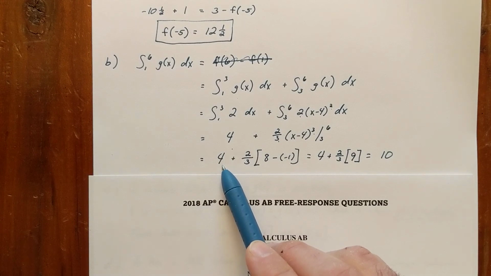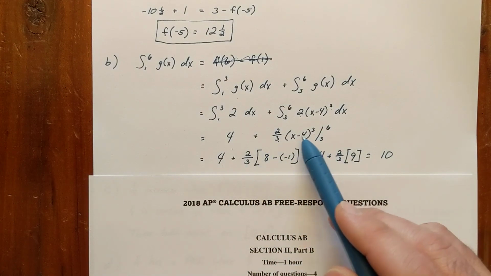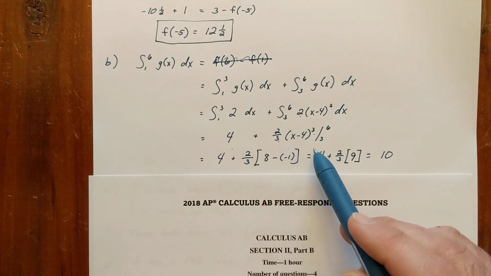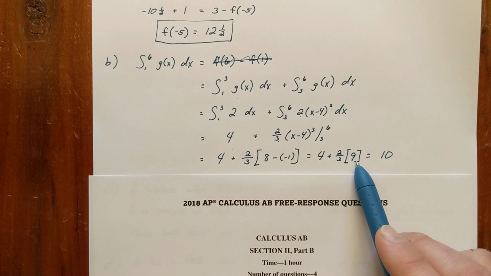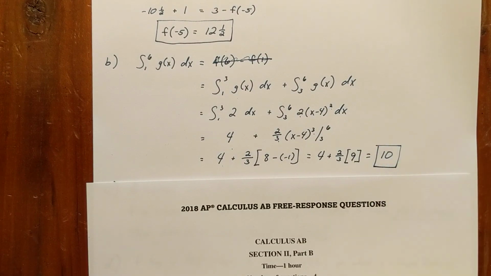Okay, so the 4 came along for the ride. The 2/3 I put out in front. And then in brackets, I took 6 minus 4 to get 2. Cubed was 8. And then a minus. The 3 minus 4 was a negative 1. Cubed was a negative 1 also. That minus negative became a plus there. 2/3 of 9 is 6. And 4 plus 6 got us 10. So 10 was our answer to part B.